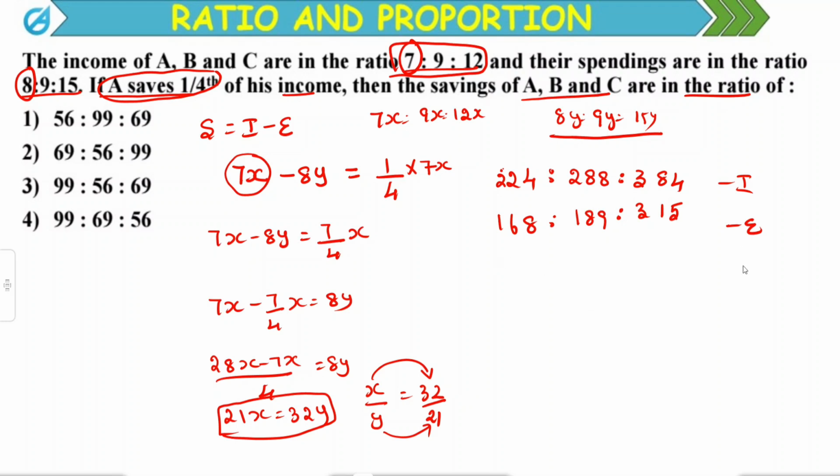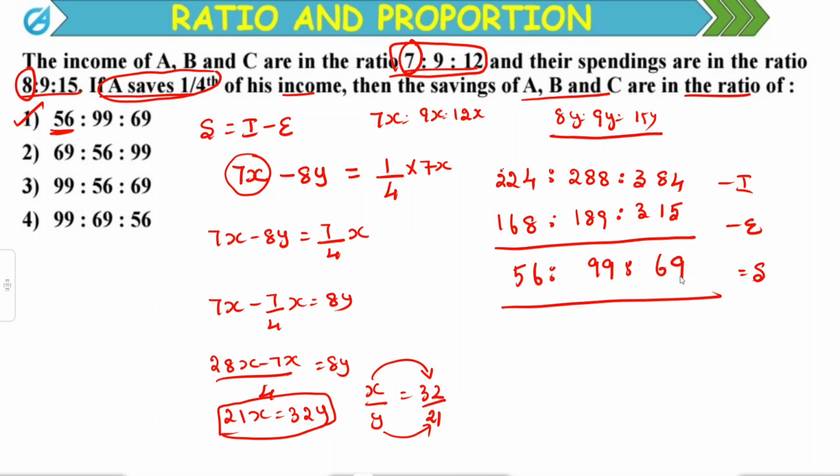Fine. So if you subtract these two things, you'll be getting the savings. See, 224 minus 168. How much will we be getting? We will be getting 56. By seeing this one, we can tell the answer is option 1 because the first is 56. Anyhow, we'll be checking the next thing. So 288 minus 189, we'll be getting 99. Next one, 384 minus 315, we'll be getting 69. So the ratio will be 56 is to 99 is to 69. So this is the savings of A, B, C ratio.